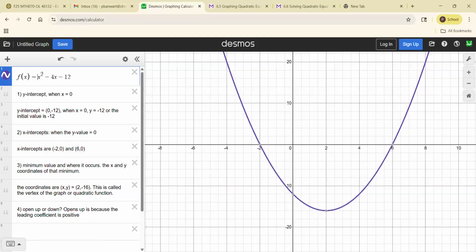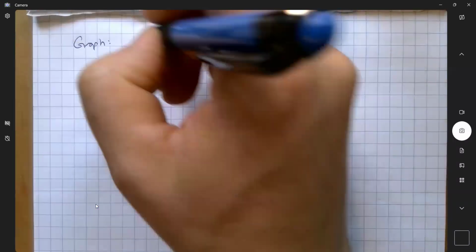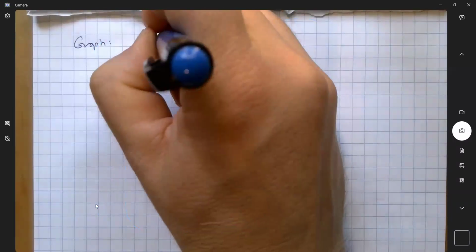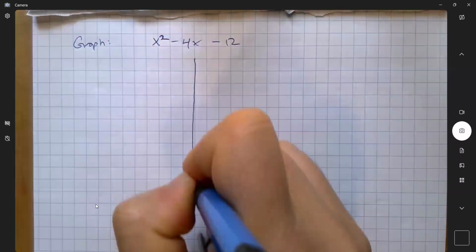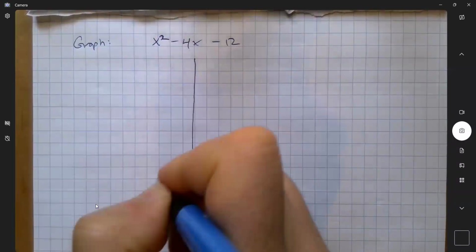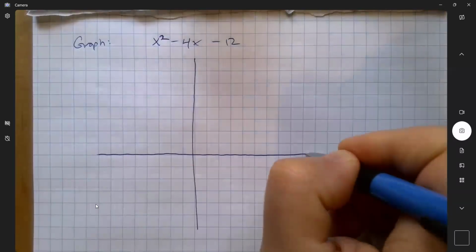All right, I'm going to transfer this information over to the paper because I know you're not going to have this particular function if you look at the notes later. And then we'll talk a little bit more about what each of those pieces mean and other ways to find each of those pieces. So let's graph x squared minus 4x minus 12. And let's pretend we didn't have Desmos to help us.